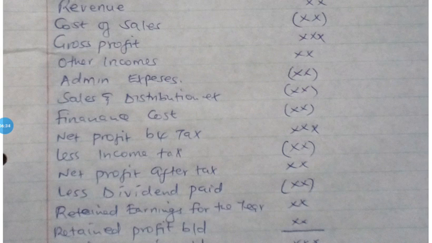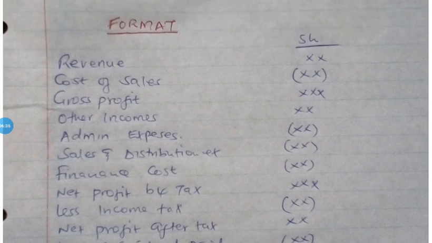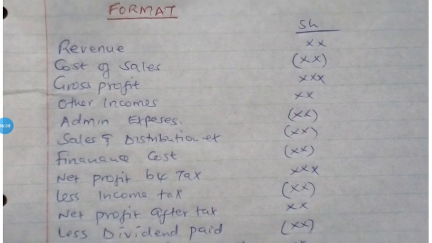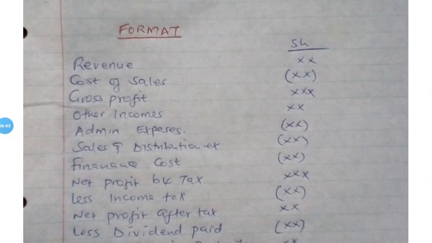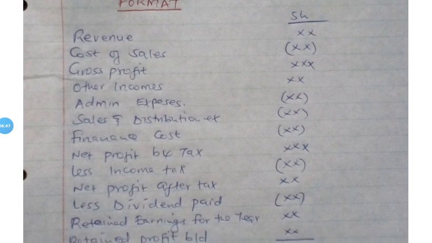So this is our format for our published income statement. Published income statement looks like this. There's something that I would like you to understand here, that we don't do workings in our income statement.